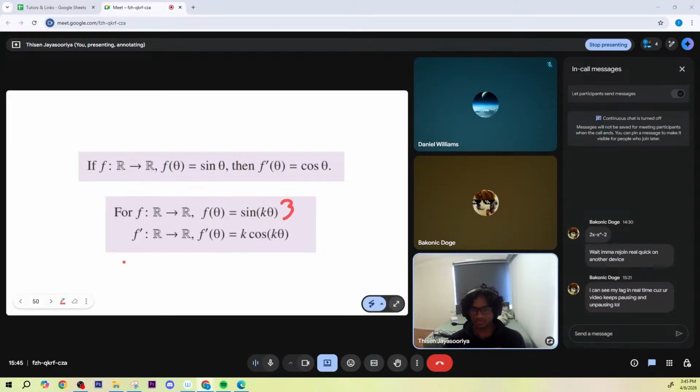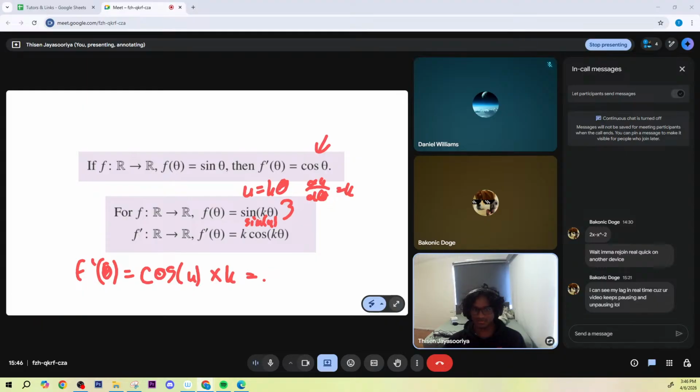This one using the chain rule is just, well, I let u equal k theta, yeah? Which means du on d theta is equal to k, right? Now I have sine of u. The derivative of sine of u is cos of u, times k. Hence, the derivative of this one, f dash of theta, is cos of u times k, which is just k cos of k theta.